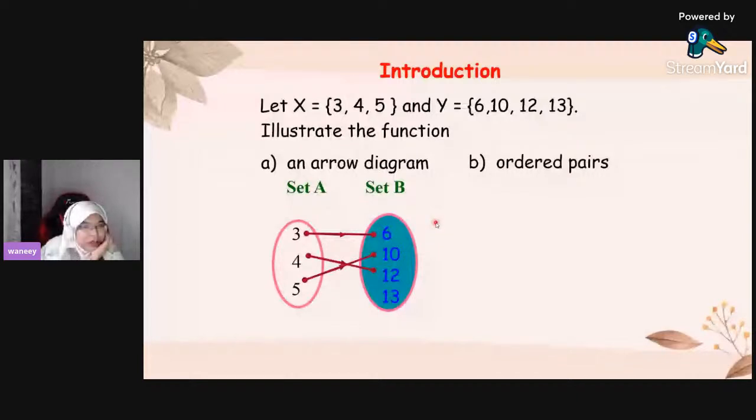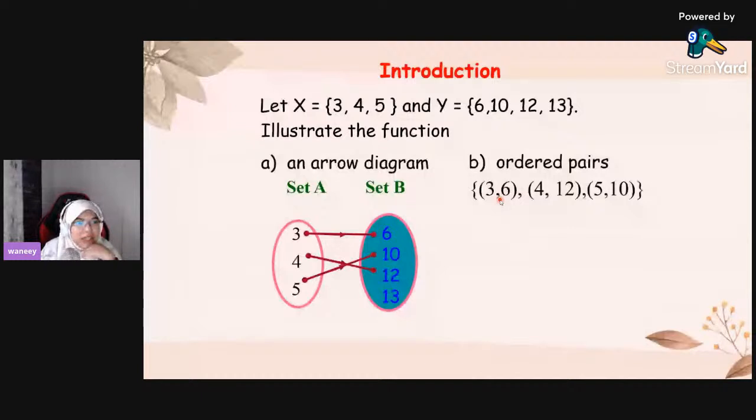We have another one, the ordered pair. So this is the pair: we have 3, 6. So 3 is on the left hand side, 6 is on the right hand side. So that is basically how we illustrate our function.